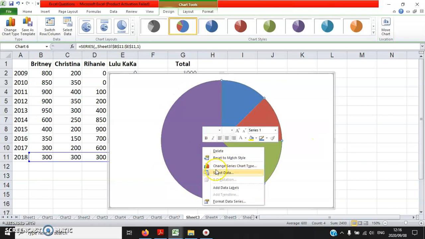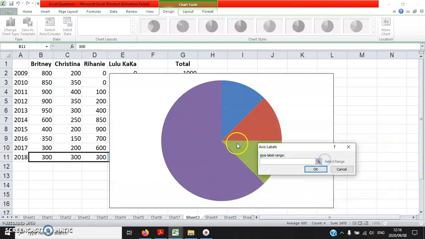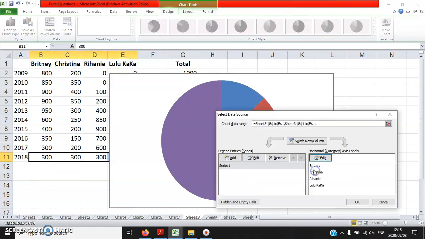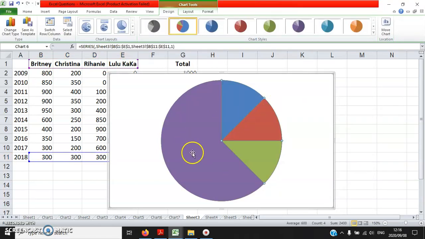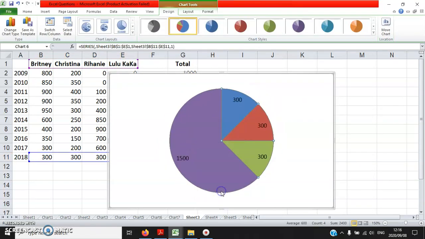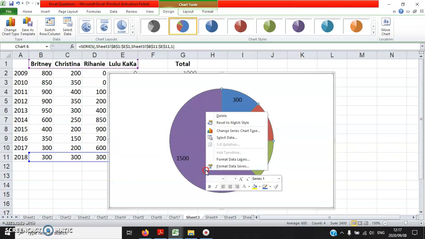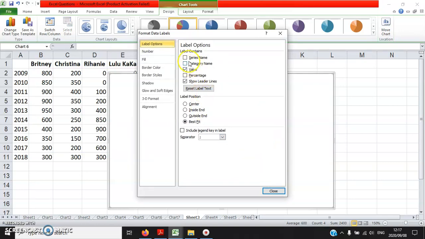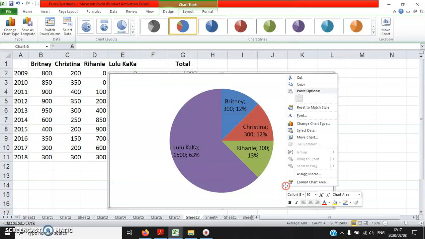I don't need the legends. Right click, select data. Okay, again, the names of the 4 singers. Okay, and now right click, add data labels. Then it only shows the absolute numbers. That's not enough. I still want to show the names and the percentage. So right click again. It should be format data labels. Yes, okay. Then you click category name and percent. Done.